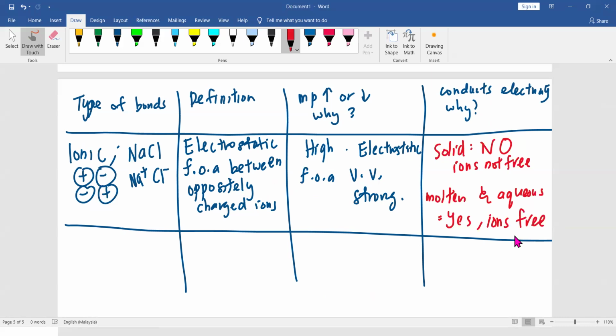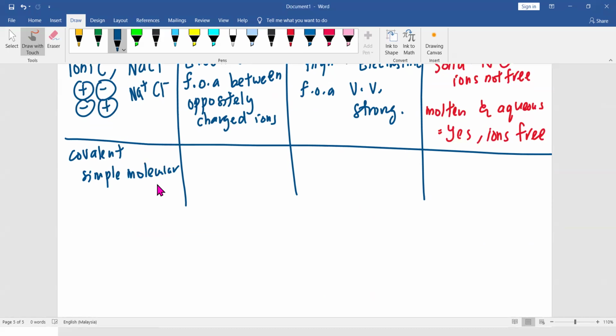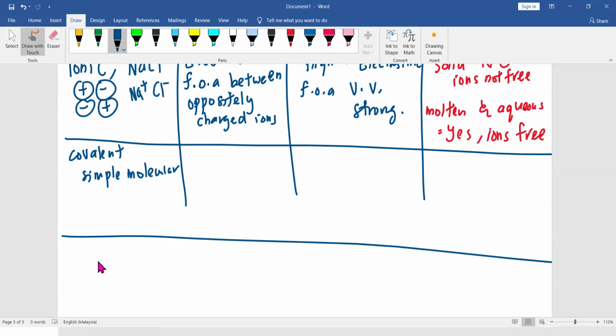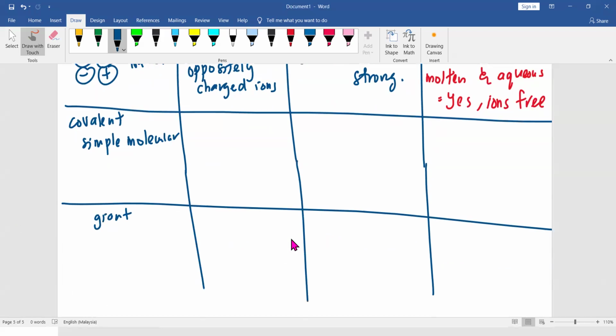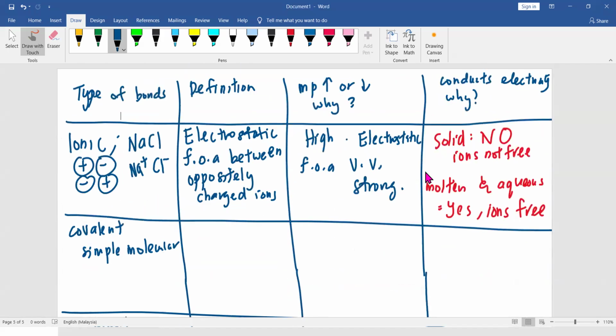You have four to do. You have covalent. The first one is simple molecular. And then you have giant. And then you have metallic. Do you understand what I need from you? Okay, do it now. Hurry up, quick. So you will need the whole piece of paper.